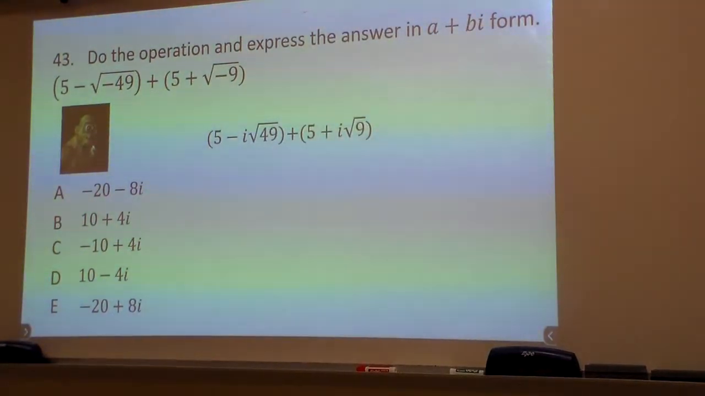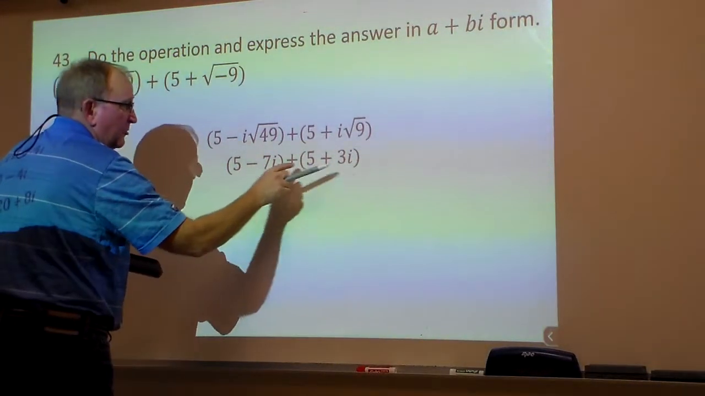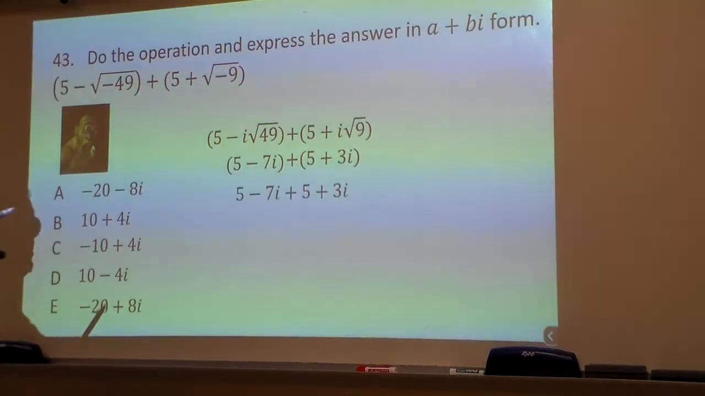Now then, I can square root 49, which is 7, and I can square root 9, which is 3. And here the parentheses are just showing that this is one term and that's another term, but they're adding. So I can add the things that are alike, like the 5's and 5's, and the -7i. So I end up with this 10 minus 4i as an answer.